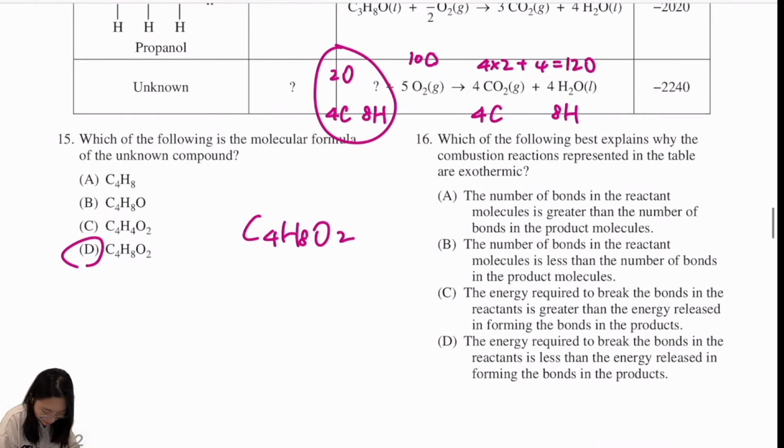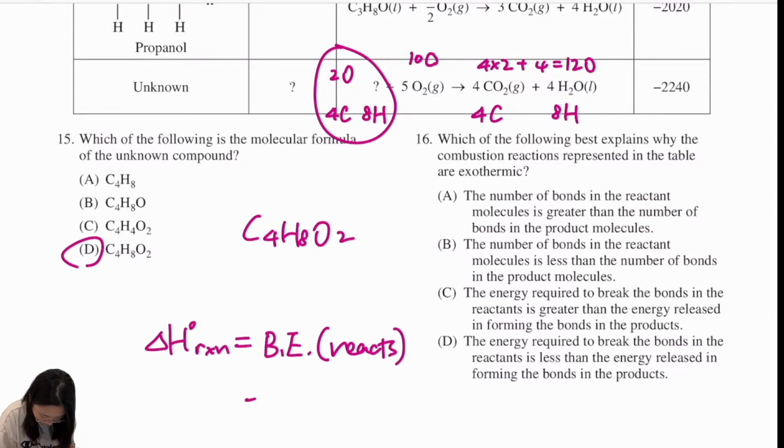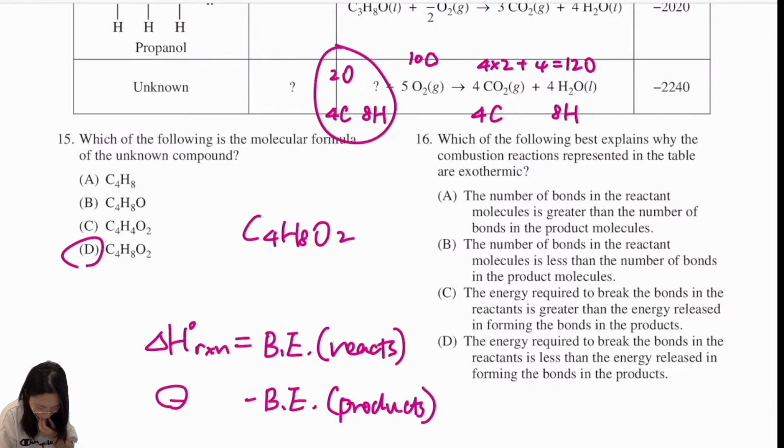So how do we calculate the enthalpy change for a reaction? If we use the bond enthalpy, because it says energy required to break the bonds, that's the bond enthalpy. Then it's the bond enthalpy required for the reactants minus the bond enthalpy required for the products. This is a negative value, which means the bond enthalpy required to break the reactants is actually smaller. And then when the new bonds are formed, it releases a lot of energy.